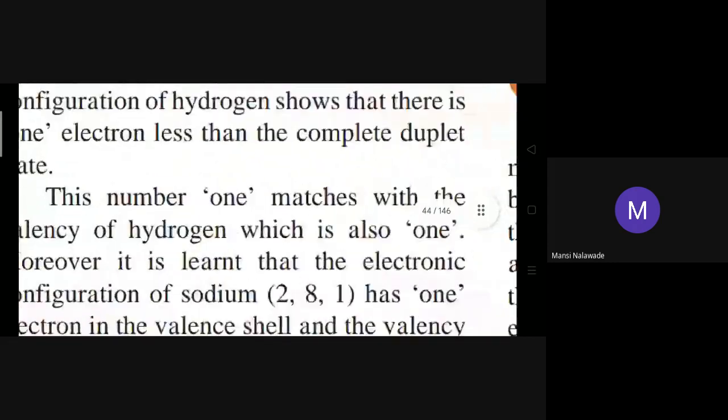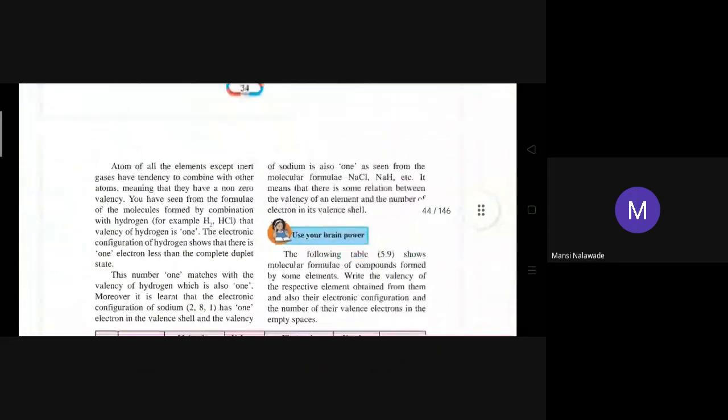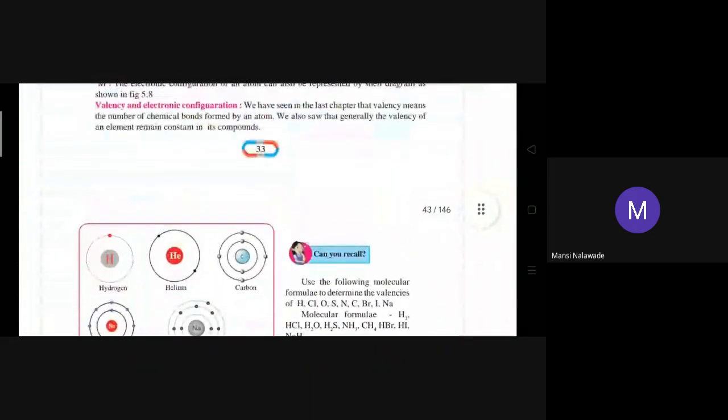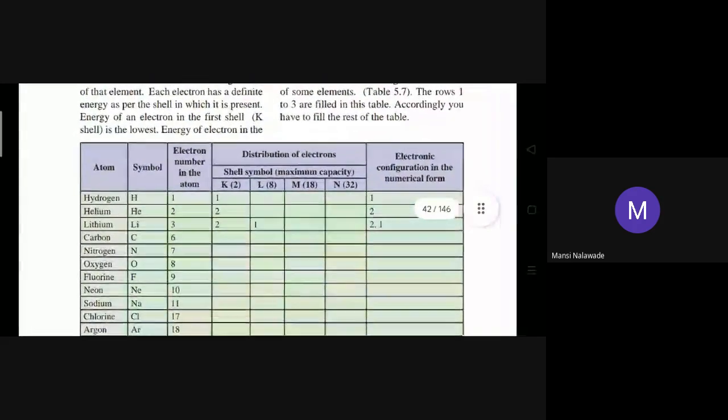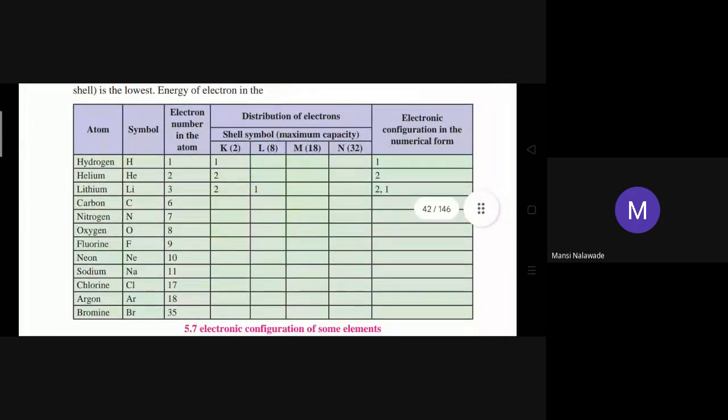Okay. Now let's see what they have asked us to do. Some elements are given and we have to write the electronic configuration of their atoms. Entries 1 and 3 are already filled in for us, the rest we have to do. The atoms are hydrogen, helium, lithium, carbon, nitrogen, oxygen, fluorine, neon, sodium, chlorine, argon and bromine.